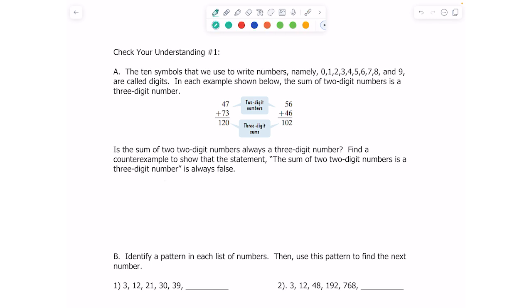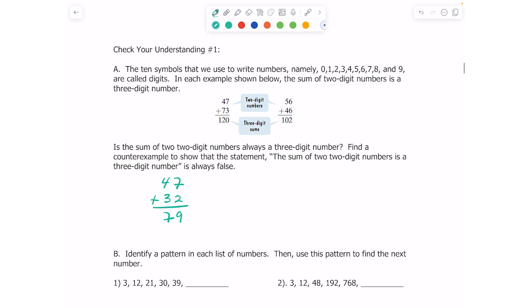And there's a lot of different answers you could come up with, but if I just change the first example there, 47 plus 73, if I change it to, let's say, 32, you got 9 and 7, which is a two-digit number. So you just disproved it. That's your counterexample.